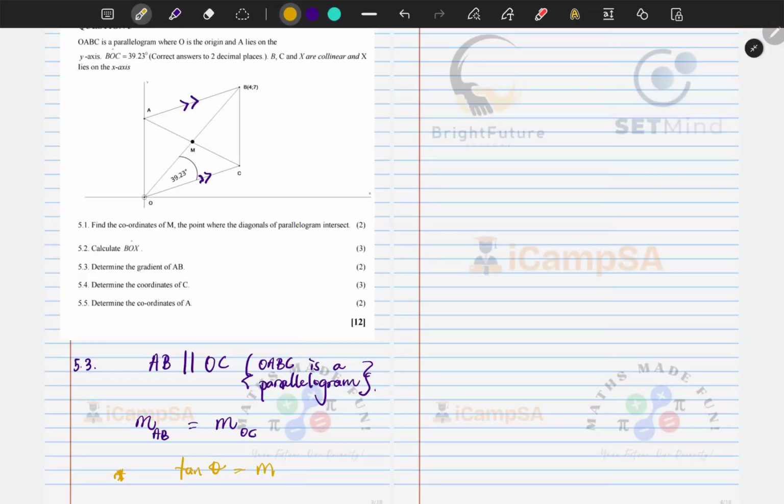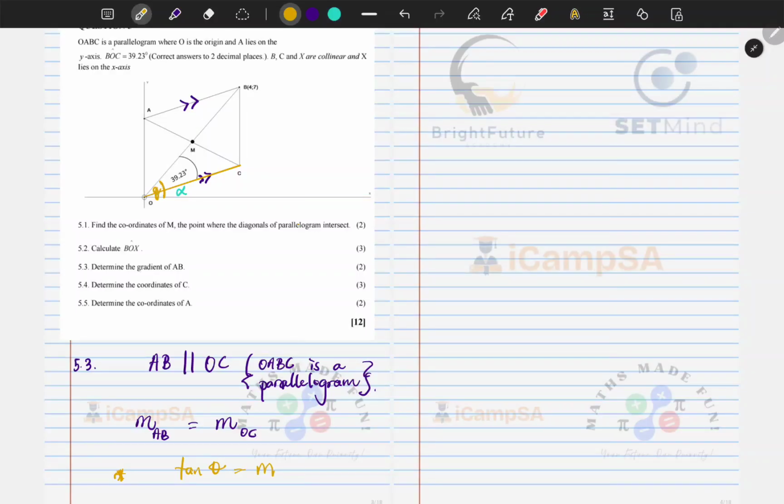So now remember, we want the gradient of OC, this line. If we have the gradient of OC, that means we also have the gradient of AB, because they are parallel to each other. So in order for us to do that, we are going to need to find this angle, which is an angle I'm going to call alpha. But remember, we do have theta, which is this entire angle.